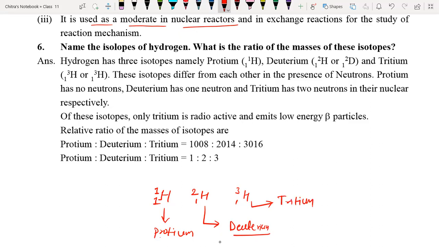In protium, no neutrons are present. Here we have 1 neutron and here we have 2 neutrons. So 2 neutrons plus 1 proton equals atomic mass 3. Here 1 neutron plus 1 proton equals atomic mass 2. And here only 1 proton is present, that's why it has atomic mass 1. Understood?